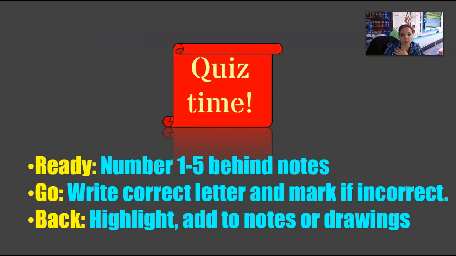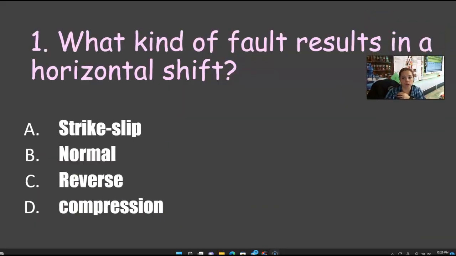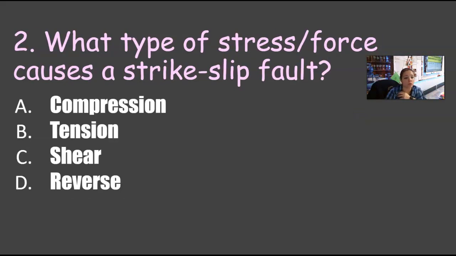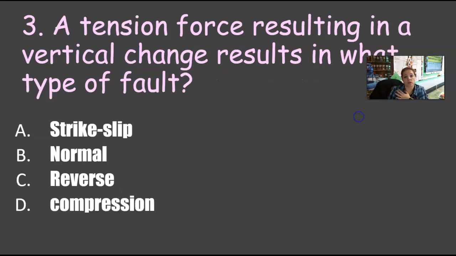All right, so quiz time. If you could get out a loose leaf piece of paper and write the earthquake and fault quiz, 1, 2, 3, 4, 5. All right. So what kind of fault results in a horizontal shift? Is it a strike shift, strike slip, normal, reverse, or compression? What type of stress force causes a strike slip fault? Is it compression, tension, shear, or reverse?